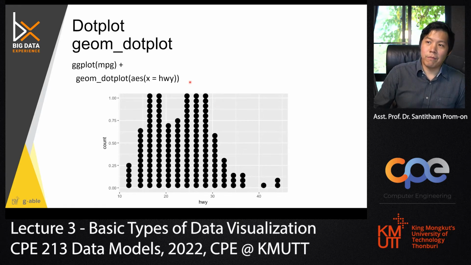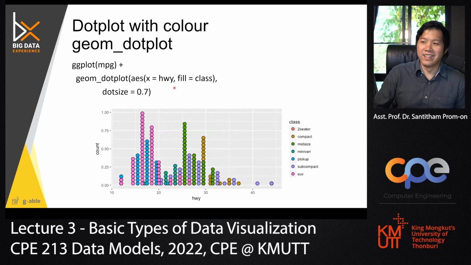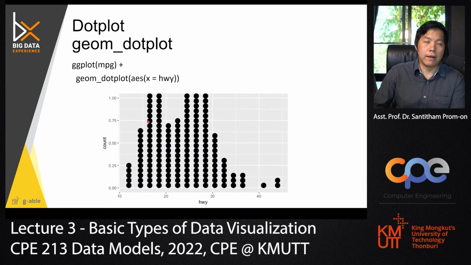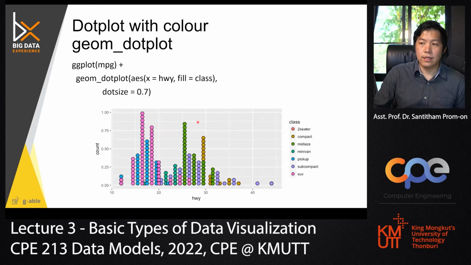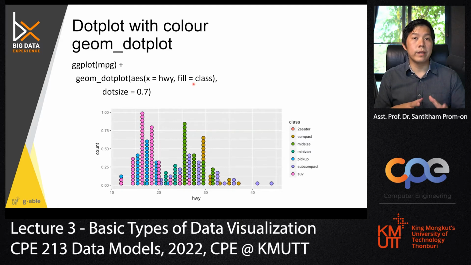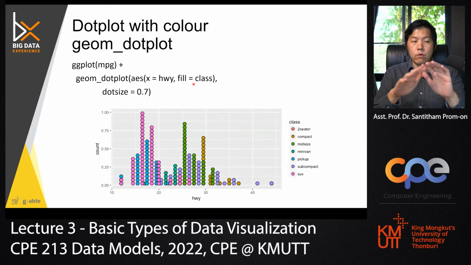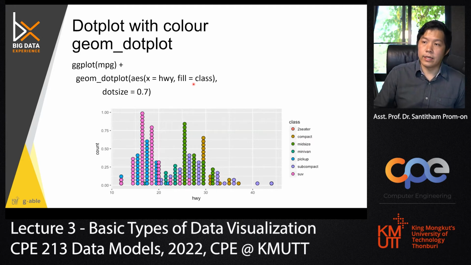Right, this is the geom_dotplot with color. Now geom_dotplot with fill, right? Fill now becomes class. So instead of having this black dot, now you have the class filling in the dot. Fill means the color inside the dot. If you have a circle, fill is the color inside, and the outline will be color. And the dot size now changed to 0.7.